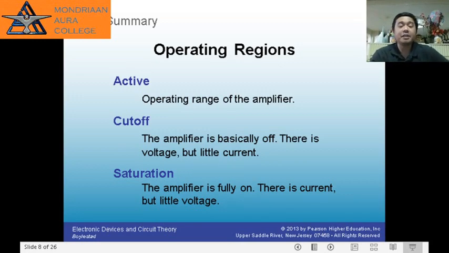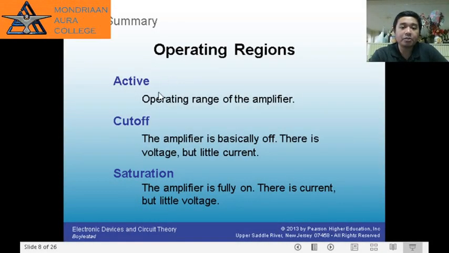Pagdating natin sa example, ipapakita natin yung theoretical values ng kuryente tsaka ng voltahe natin kapag naka-cut off, and the same with saturation. And lastly, we have saturation. The amplifier is fully on. There is current but little voltage or theoretically zero. Makikita natin sa ating mga example yan.